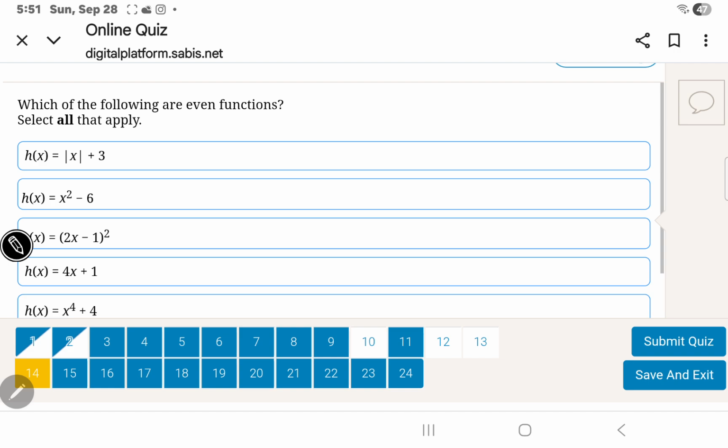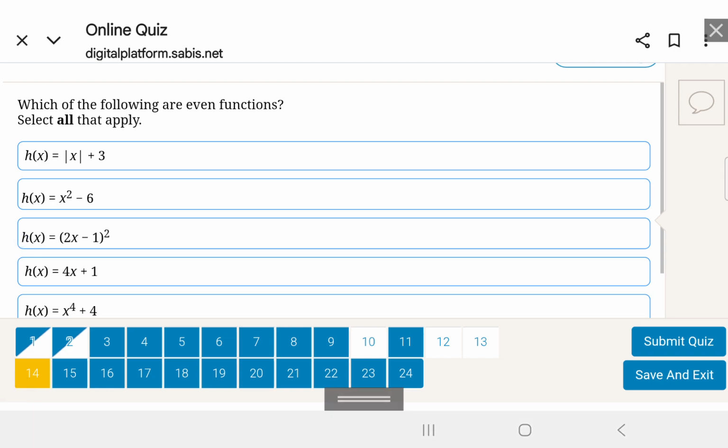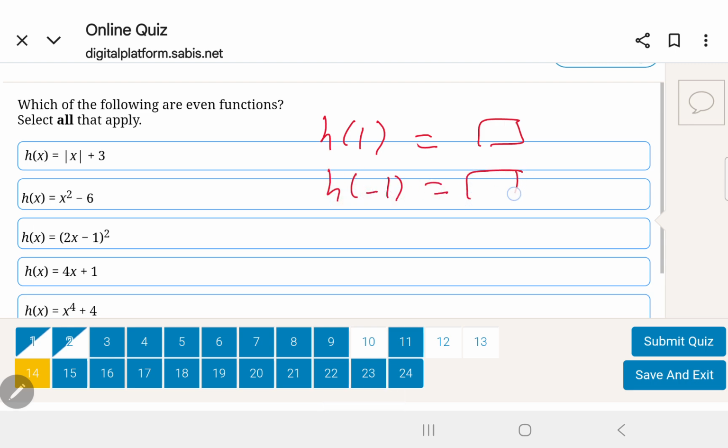Which of the following are even functions? To check for even function, you should choose any number and then find h of, for example, 1, find the answer, then h of minus 1, find the answer. If these answers are the same, it is an even function. So let's check here. If you plug 1 here or minus 1, you get the same answer, so this is correct.